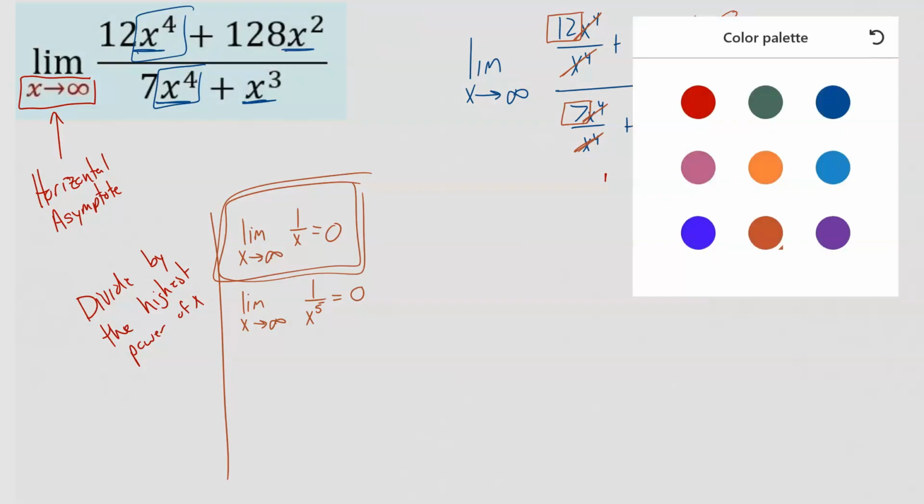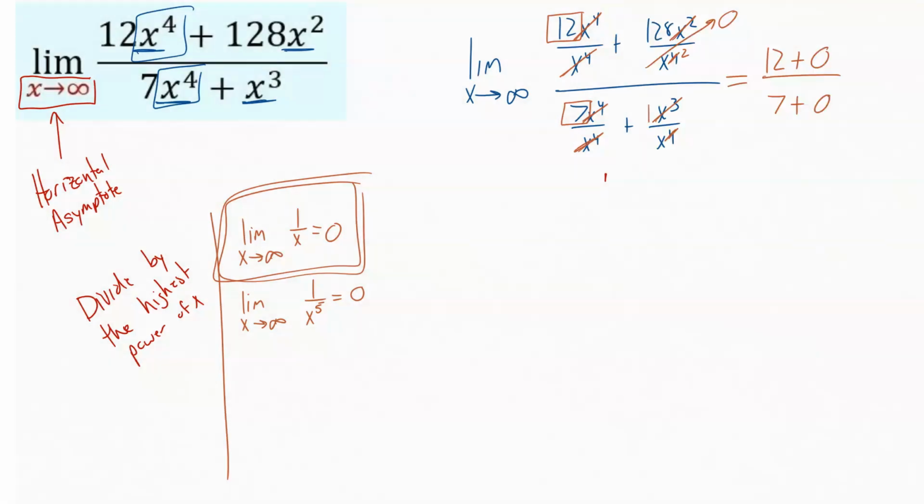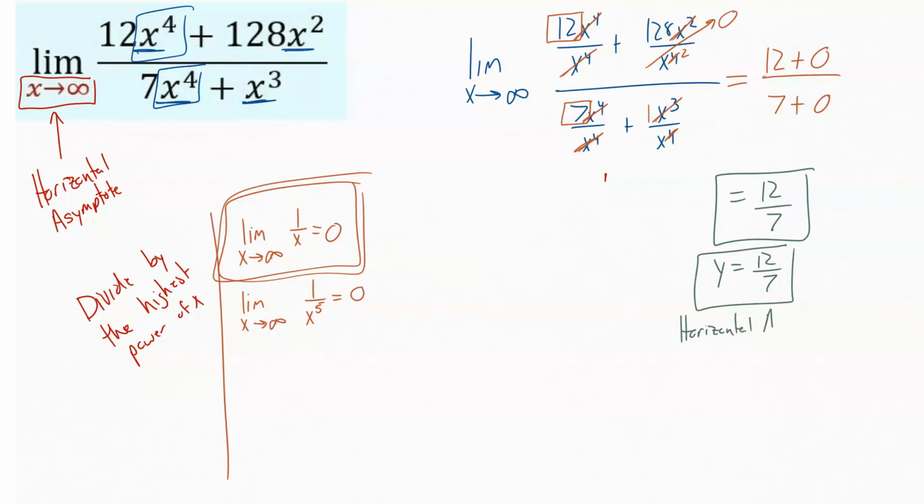Now what you want to do is you just want to simplify down that answer. So we have 12 plus 0 over 7 plus 0. That's going to simplify down to being 12 over 7. So that's our final answer for this limit. The limit as x approaches infinity of this equation would be y equals 12 over 7. Remember, the answer to a limit problem is always a y value. It would also tell us that the horizontal asymptote as x heads to infinity would be that same y value, 12 over 7. That's our long-term behavior.